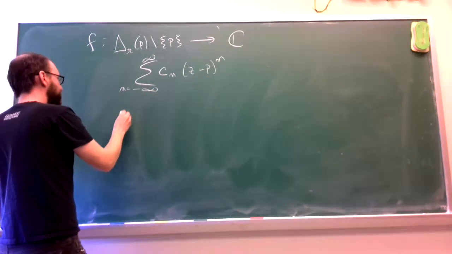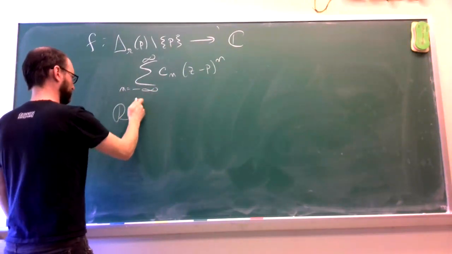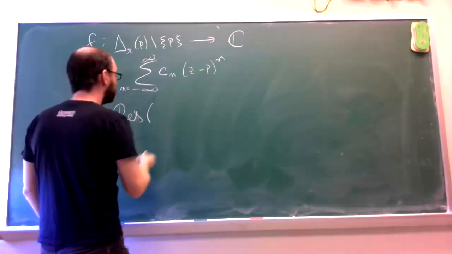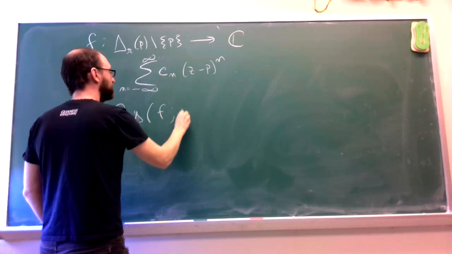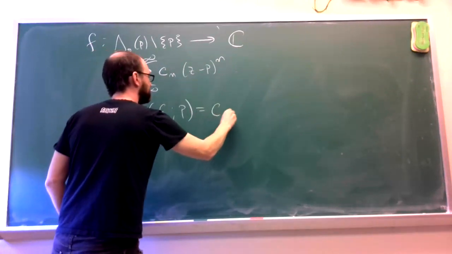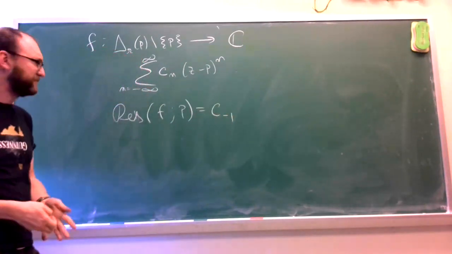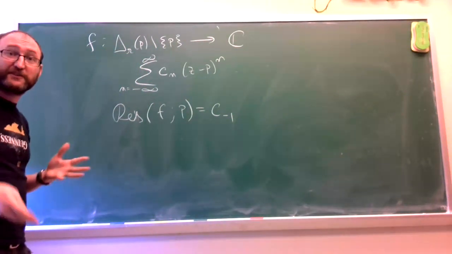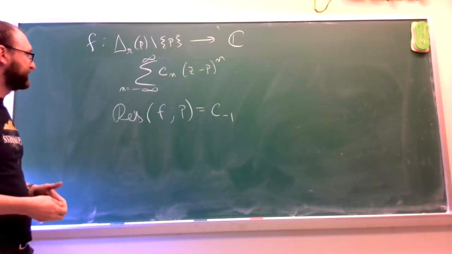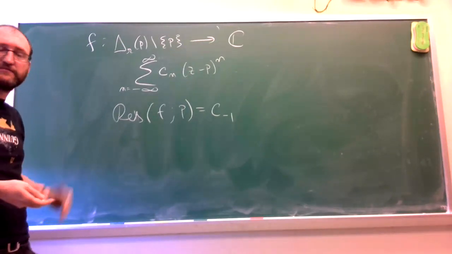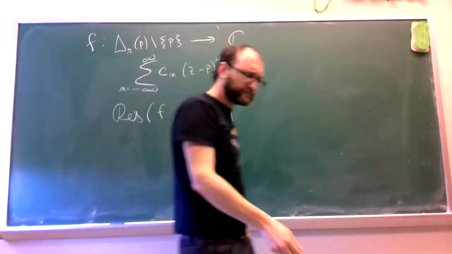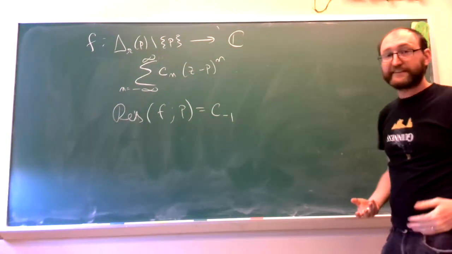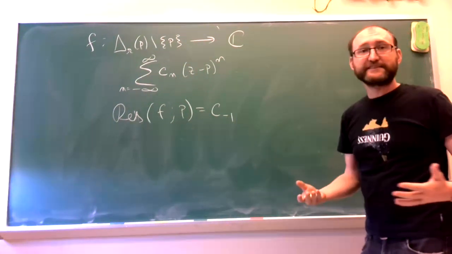So we give this a name, and say it's the residue, we'll shorten this to RES, of f at t, and say this is c_-1, right? And you can think about it: it's the residue. If I integrate around the loop, it's the only thing that's left, right? So that's why we call it a residue. Now, that's a nice definition. So what is it, right?